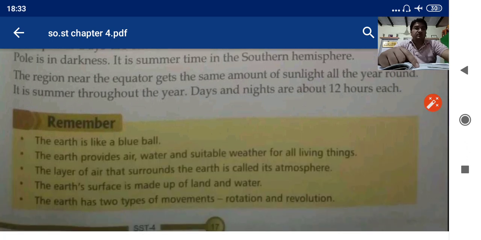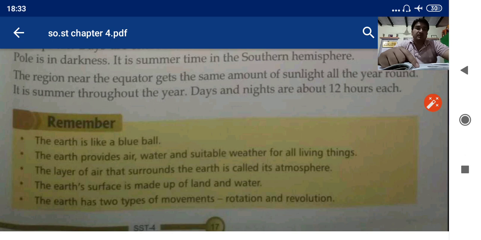So here your chapter finished, and these are some important parts you have to understand. Earth is like a blue ball. We have studied why, because we have many oceans on this planet, many water, many rivers. So it's just like a blue ball. The earth provides air, water, and suitable weather for all living beings. The layer of air that surrounds the earth is called atmosphere.